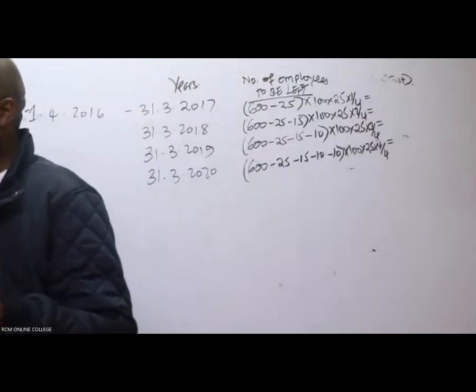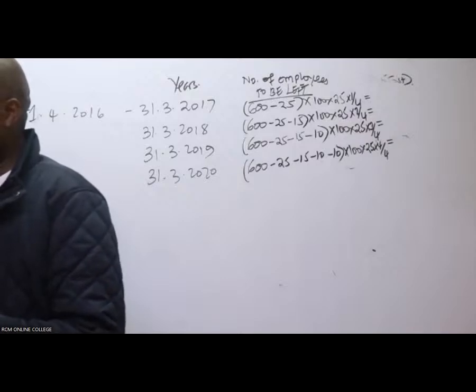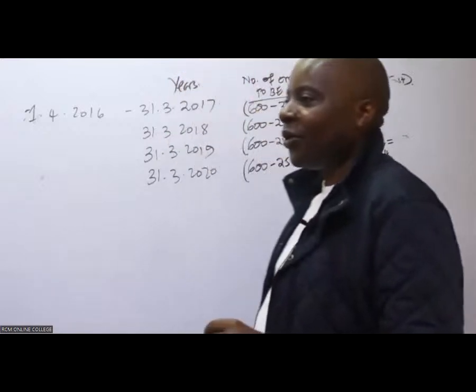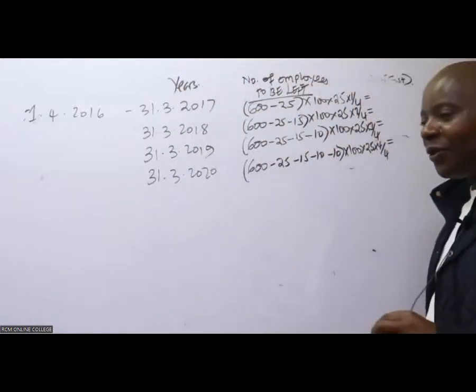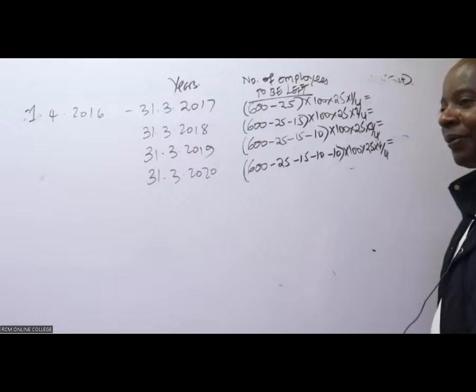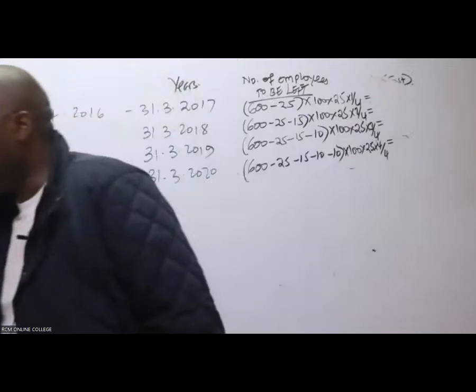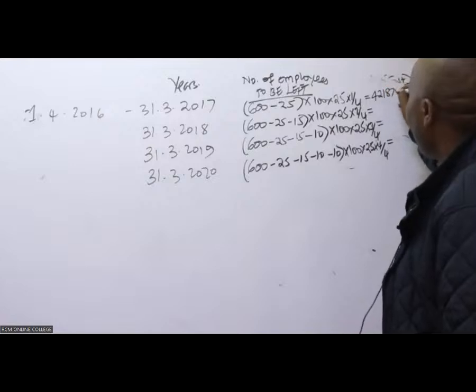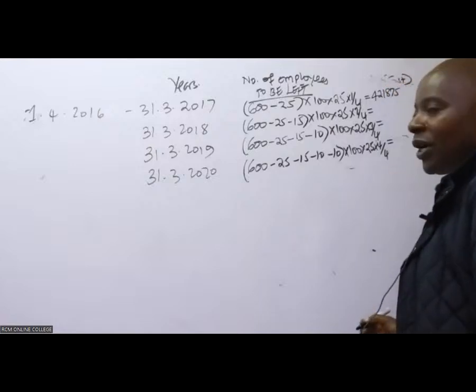So you take brackets, 600 minus 25, you close brackets times 100 times 25 times a quarter. What do we have there, somebody? Okay, so according to Grace, it's 421,875.